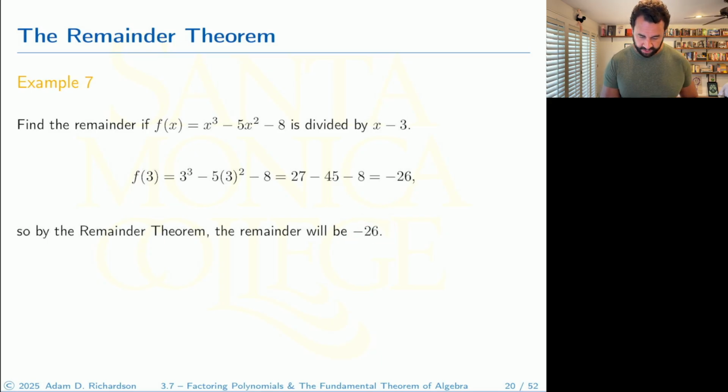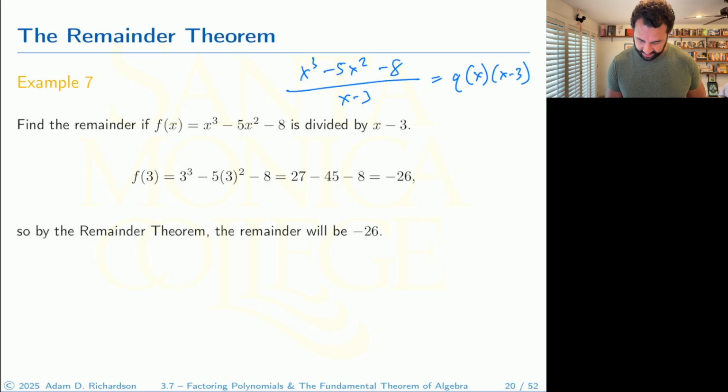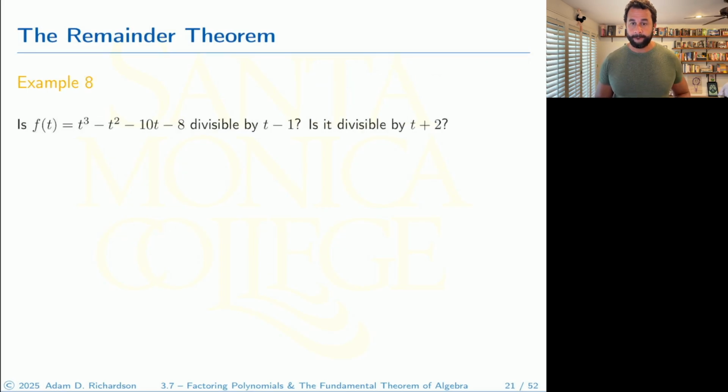So if I tried to compute x cubed minus 5x squared minus 8 divided by x minus 3, we're going to get some q of x times x minus 3 minus 26. That's what we're going to get when we do that division. I'm not sure what q of x is going to be yet. I'd have to go through the division algorithm to do that, but I do know that the remainder will be negative 26.